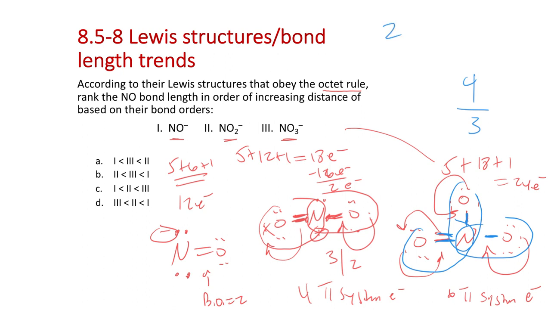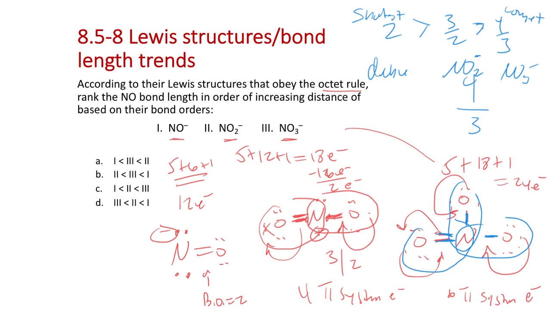And so 2 is, this is a numerical value. 2 is greater than 3 halves. It's greater than 4 thirds, just numerically. And so this is my NO minus double bond. And then this is my NO3 minus. This is my NO2 minus. And so this is going to be the shortest. And this is going to be the longest.